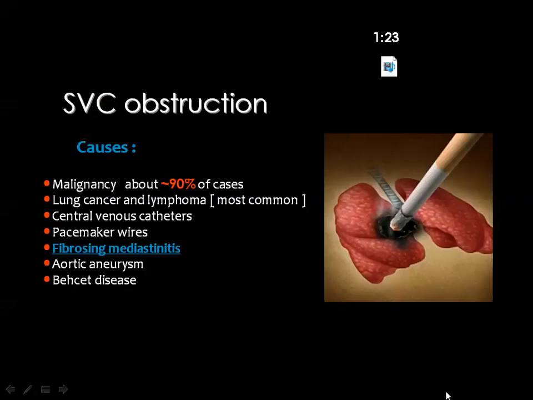Then we come to the superior vena cava obstruction. There are a lot of causes, in particular malignancy, which is responsible for about 90% of the cases. And in ICU patients, the central venous catheters are one of the major factors contributing to superior vena cava thrombosis. Also, the pacemaker wires and many other causes.